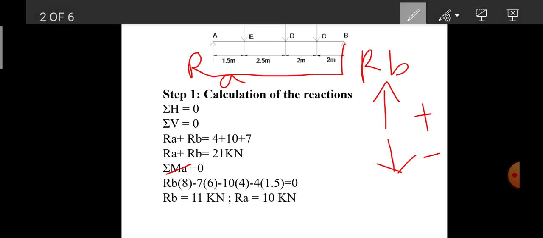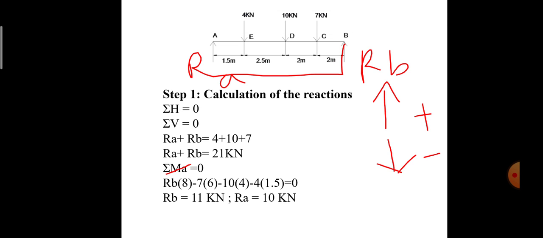Next is 7 into the distance between C and A, that is 6 meters. So 7 into 6, it is in the clockwise direction. We go along the force through the line of action. It is a right side clockwise moment, so it is taken as negative. Next is 10 into 4. It is a clockwise moment. I am going from the right hand side, so as per my sign convention, a right hand side force with a clockwise moment is taken as negative. Next is the 4 kilonewton force with a perpendicular distance of 1.5 meter.